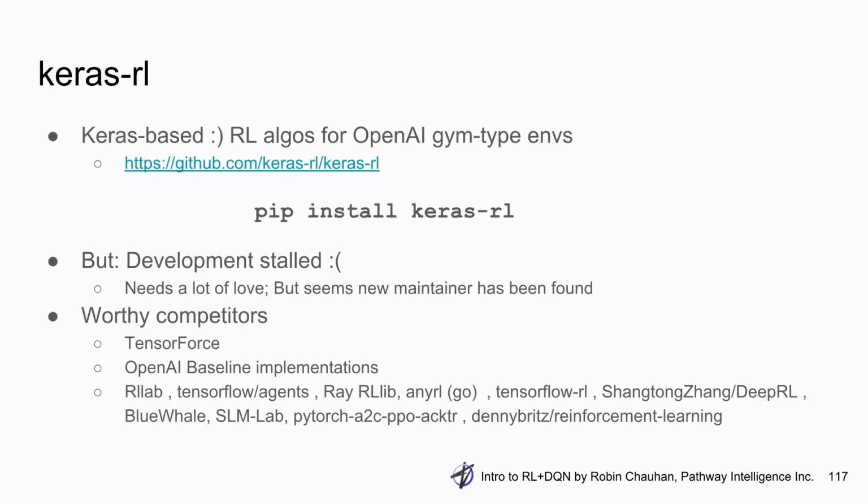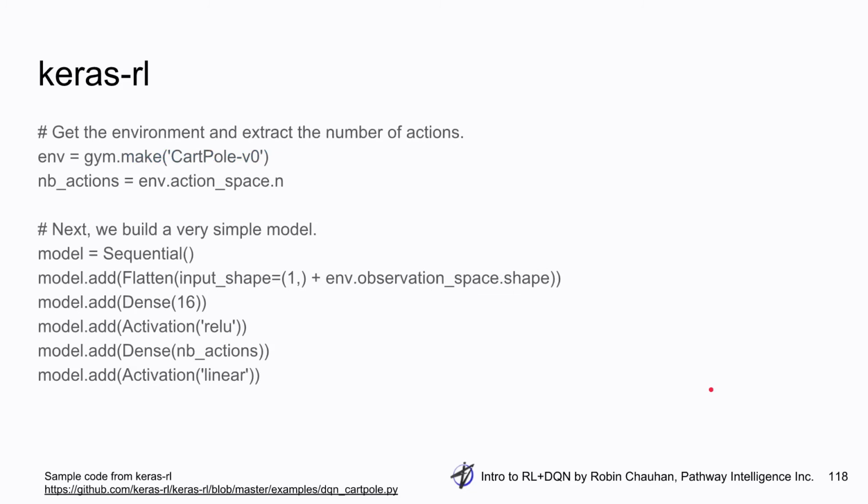So I've been using Keras RL. I just like it because it's Keras, and Keras is just nice to read. It doesn't have all the latest algorithms in it, but it has DQN, and it has a few good ones. It has a new maintainer, so I think it may get legs. But there are other ones aside from OpenAI Baselines. There's TensorForce, which is a TensorFlow-based library for this type of stuff, and there's a whole bunch of other ones. Your mileage may vary.